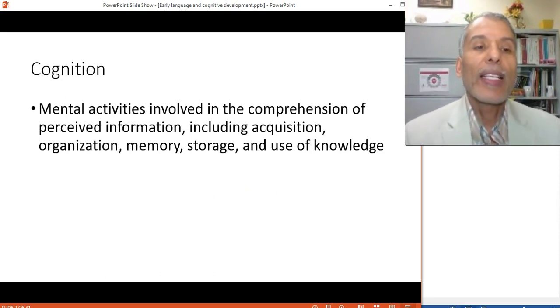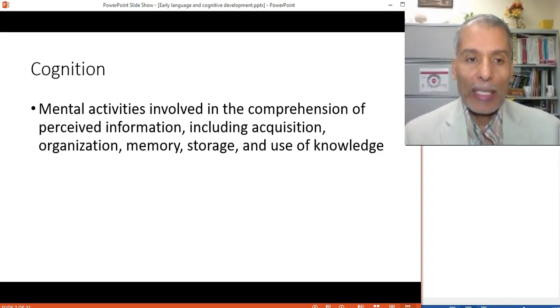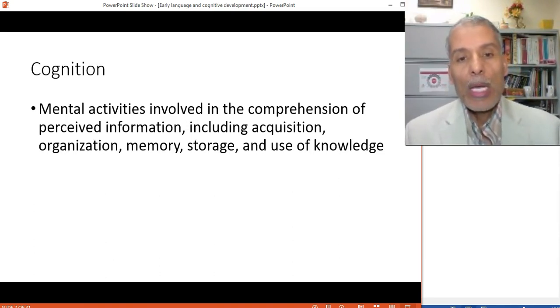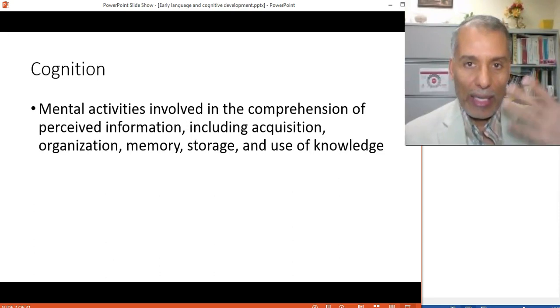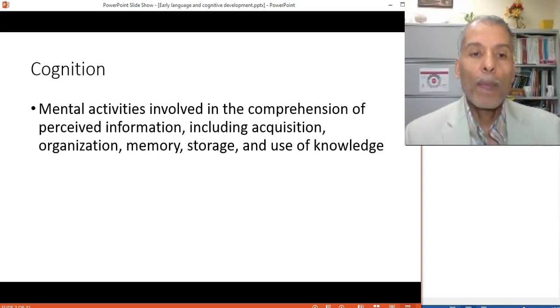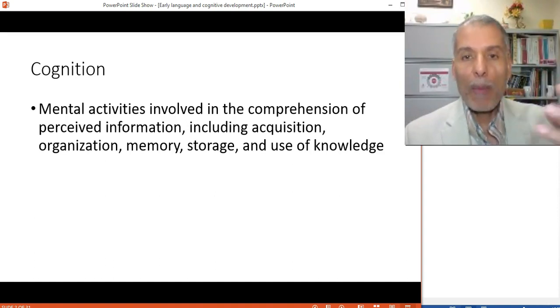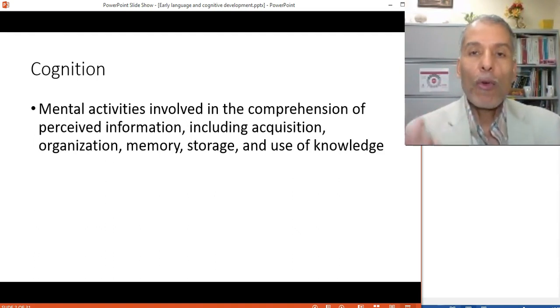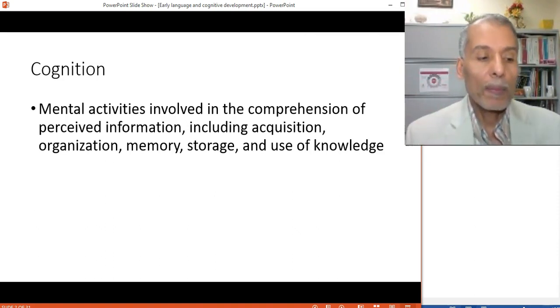Cognition is defined as a set of mental activities that are involved in the comprehension of perceived information, including acquisition, like acquiring new knowledge, organizing that kind of knowledge, the learning that you acquire, memory, storage of that memory, and use of the knowledge. So all these sets of memories, little bits and pieces of memories that you capture throughout life from your experiences, all of that makes your knowledge.